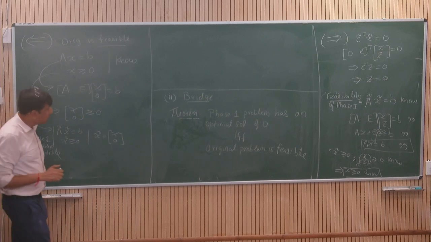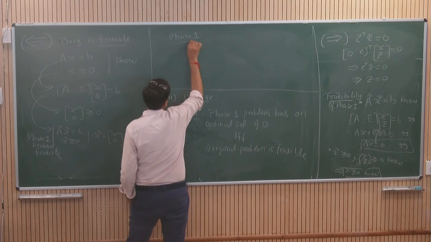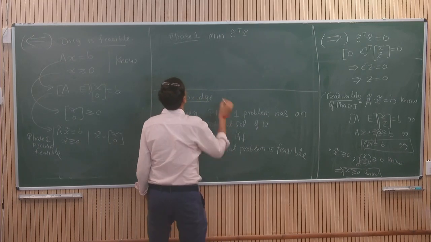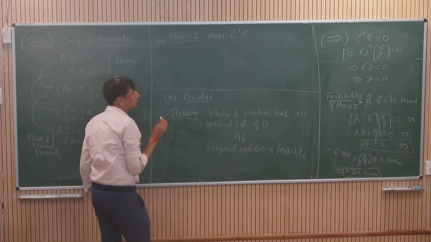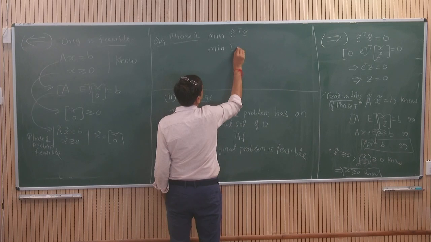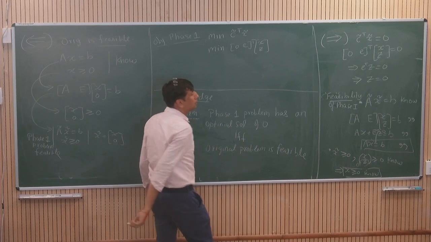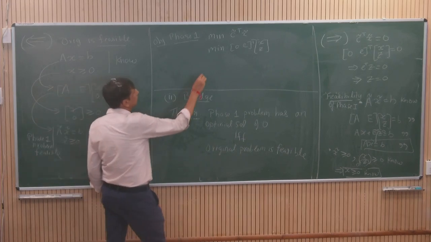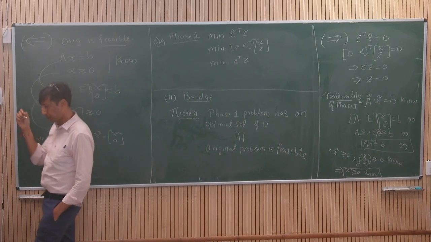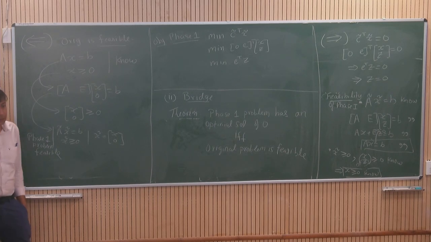Okay. So now let's go back to our phase 1 optimization problem, which is minimize C tilde transpose X tilde. So this is the objective function of phase 1. Which is nothing but minimize 0 E transpose X Z, correct? Which is nothing but E transpose Z. Correct? Yes or no?